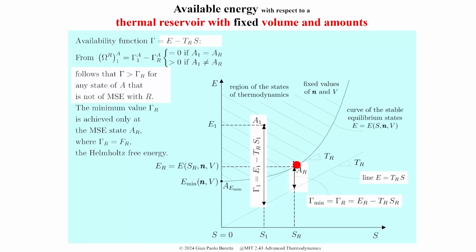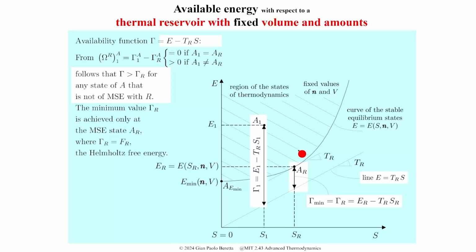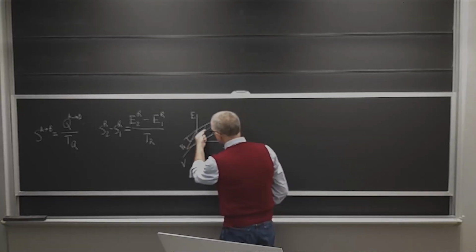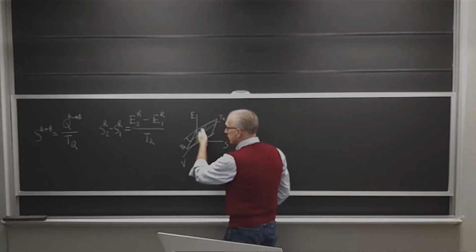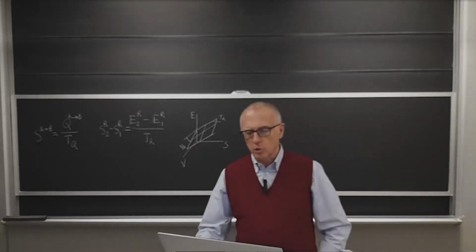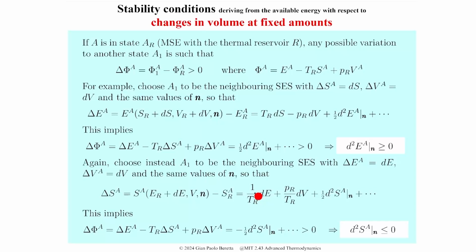Now, whereas here you could move away only on the ES plane, in the new setup, where also the volume can be changed, you can move at constant V or at constant E, but you can also move in any other direction. So you have more choices. And whatever choice you make, you still have to have this property to increase.